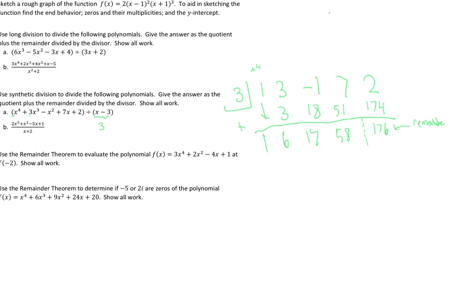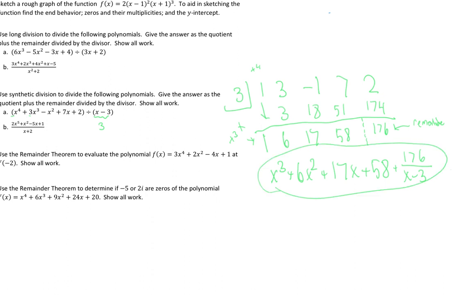So the other thing we know is that we started off with an x to the 4th power. When we do synthetic division, we drop it by 1 each time, so that means that's an x to the 3rd power. So we have a single x to the 3rd, which I won't put the 1, plus 6x squared, because as we go to the right, we'll go down by a power, plus 17x, plus 58, and then we add our remainder, but we put it as a fraction over our divisor, which was x minus 3. And that's our answer.